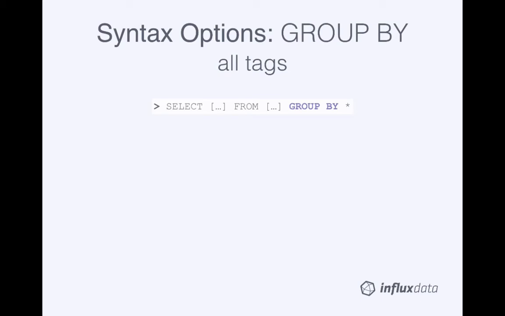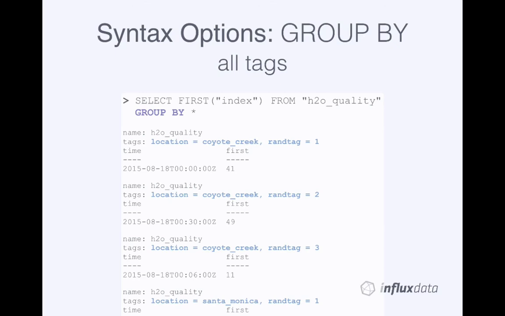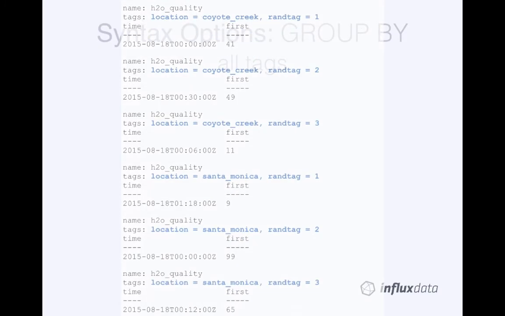The final syntax option is to group by star. Grouping by star tells InfluxDB to group results by every possible tag combination in the measurement. In this example, we select the first value of the index field in the H2O quality measurement, and we group results by every possible tag combination in the H2O quality measurement. From the results, you can see that there are just two tag keys in the H2O quality measurement. So these results are actually the same as if we'd written out the RANTag tag key and the location tag key in the group by clause.